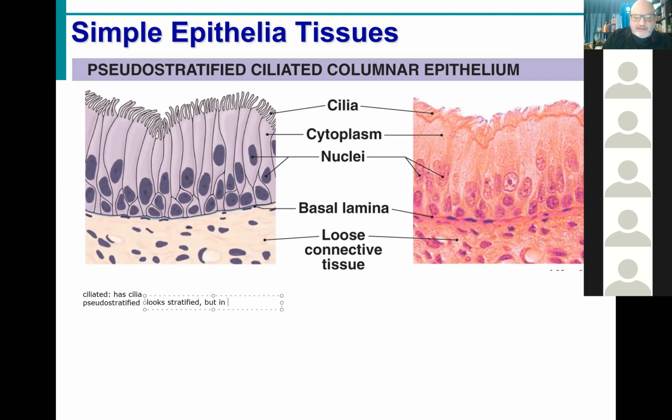But in reality, it is a single layer of irregular shaped cells. So it gives the appearance of being stratified, but it actually isn't. Instead, there are just a bunch of irregular, tall, narrow, column-shaped cells of different height.